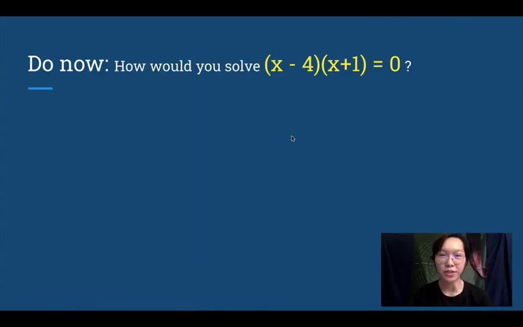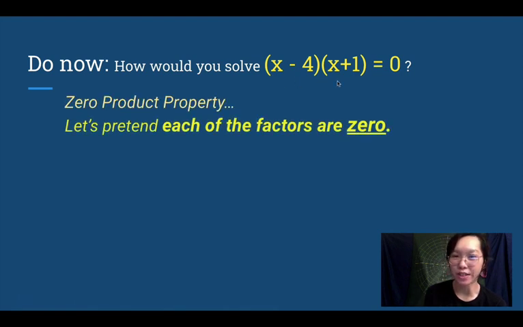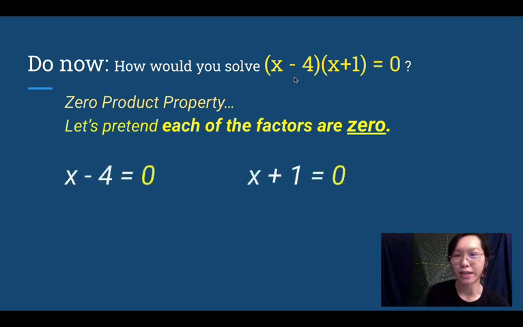Before we do partial fraction decomposition, I'd like to show you this kind of problem because it's related. Notice in this problem, you have x minus 4 times x plus 1 equals 0. This is called the zero product property. Basically, you pretend that each of these factors is equal to 0. So you set x minus 4 equal to 0 and x plus 1 equal to 0. When you add 4 on both sides, you get x equals 4, and when you subtract 1 on both sides, you get x equals negative 1.